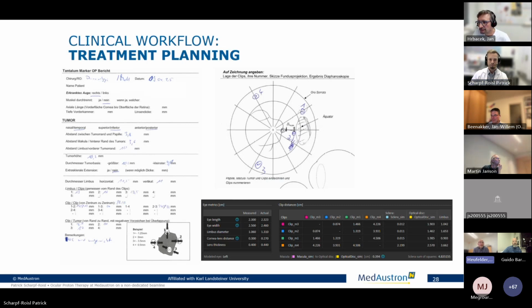So we go on. Next question is from Peter Grübling. Hi, Patrick. Very impressive. Congratulations on what has been achieved. My question: what reduction of beam time do you think is feasible with the MedAustron machine?